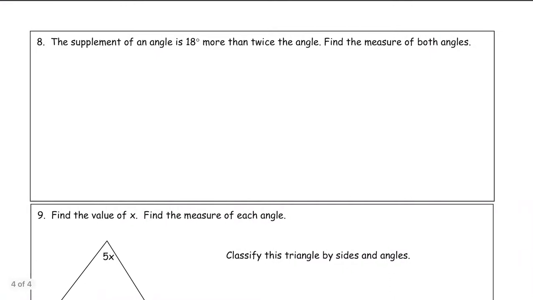Last page. Okay, so on this one, it says the supplement of an angle. Well, on the other page, we just talked about the complement. So this says supplement. That means 180 degrees. That means a straight line. So I'm going to have a diagram that kind of looks like that.